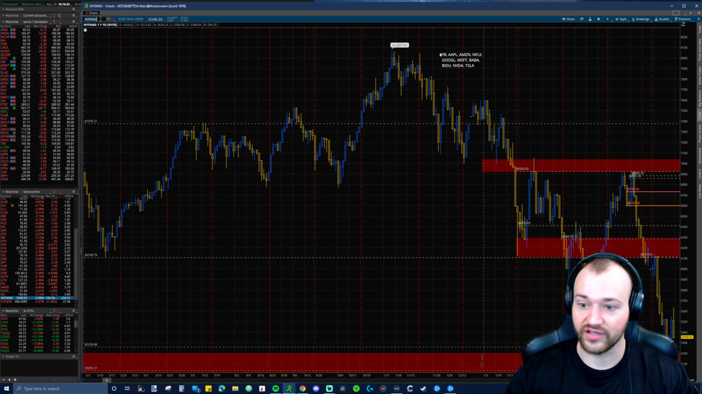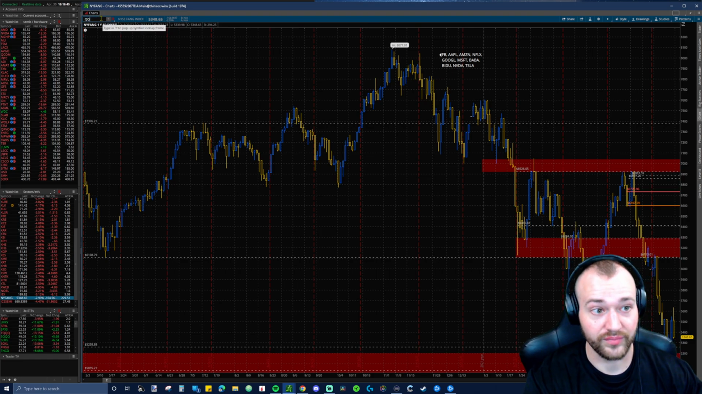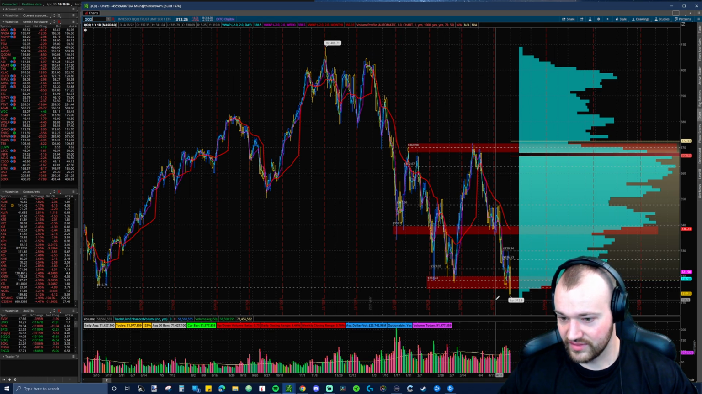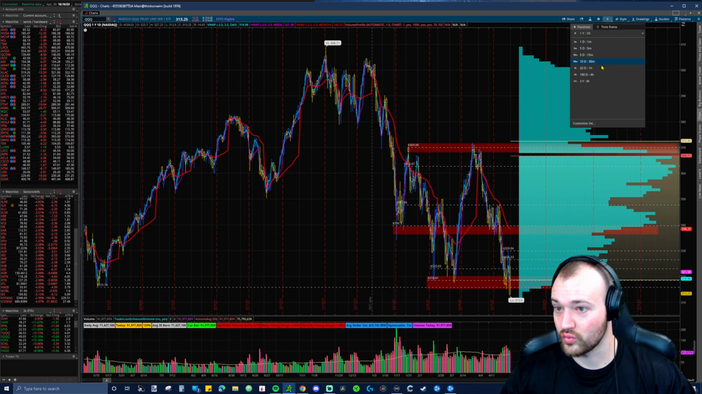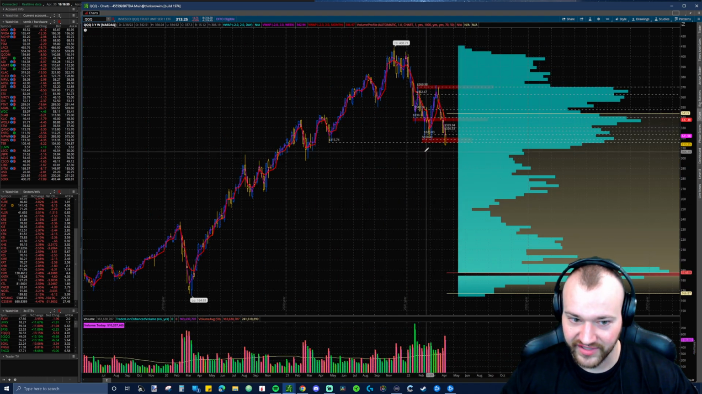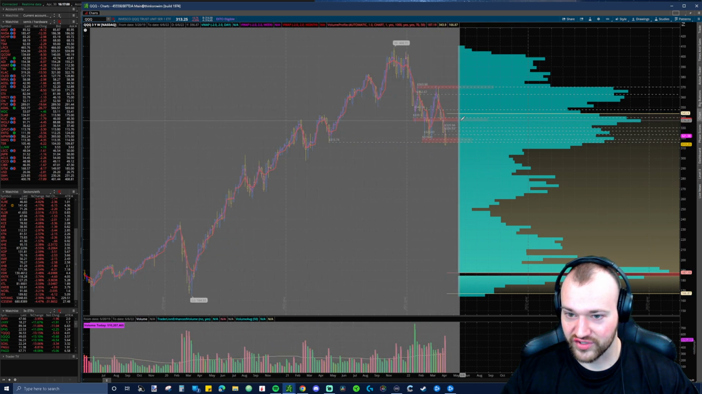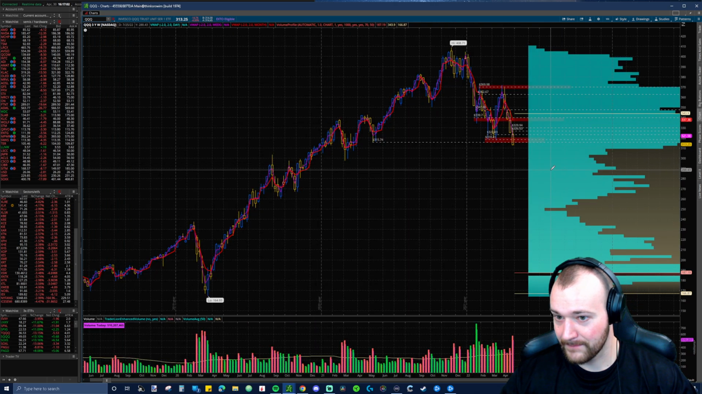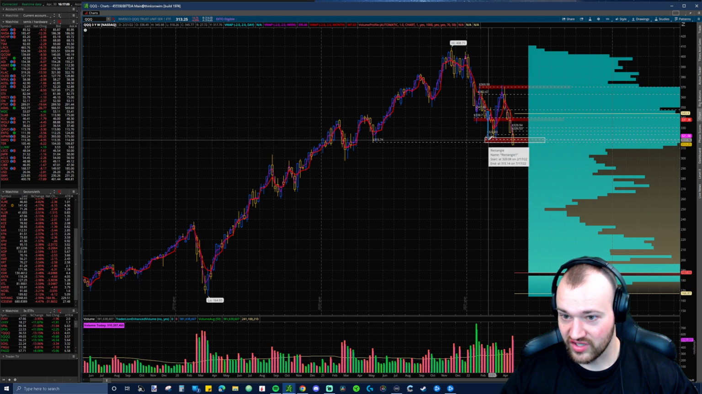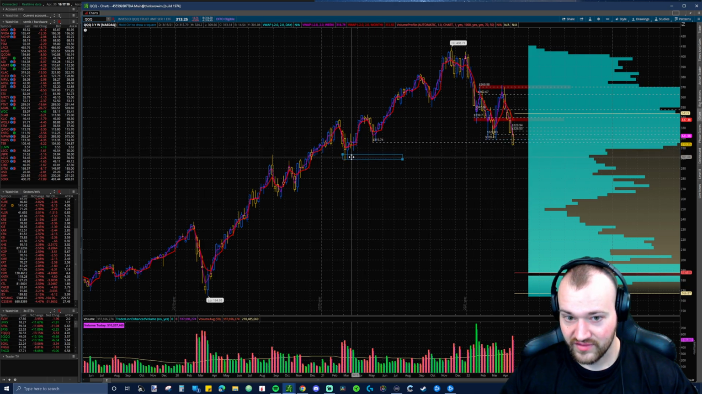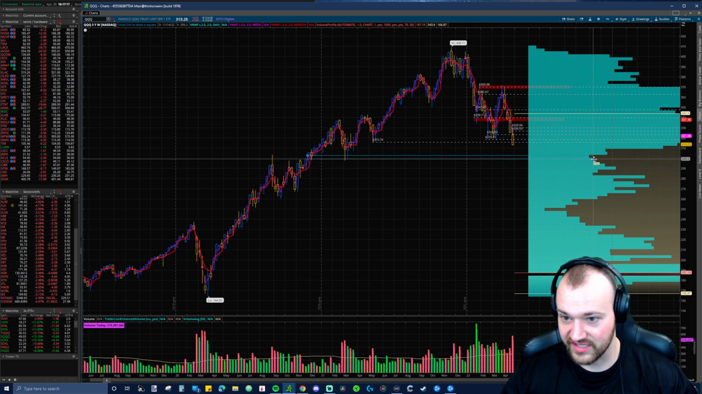Okay, that's good for this one. Let's go back to the Qs. Start on the weekly, start zoomed out, and then we'll get closer. And now we have our volume profile to work with. Yeah, so we lost this area. So I think our next area of real action is maybe going to be right in here.